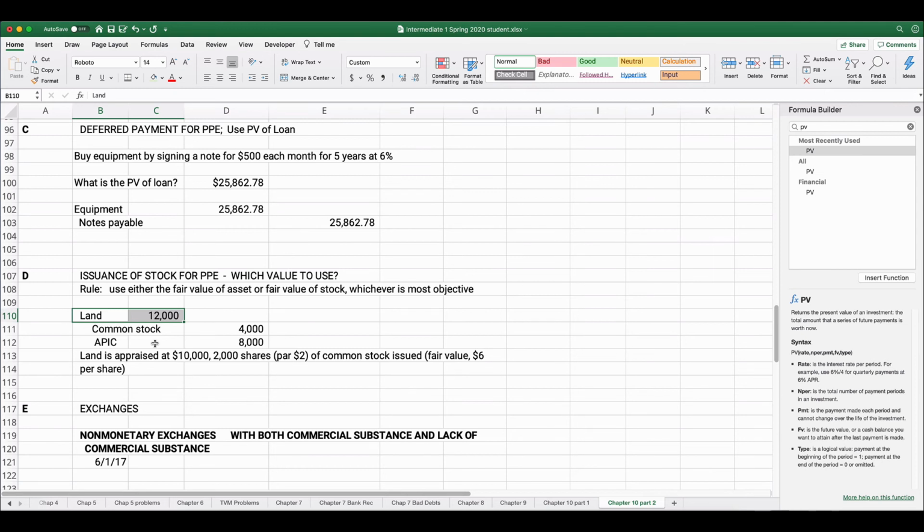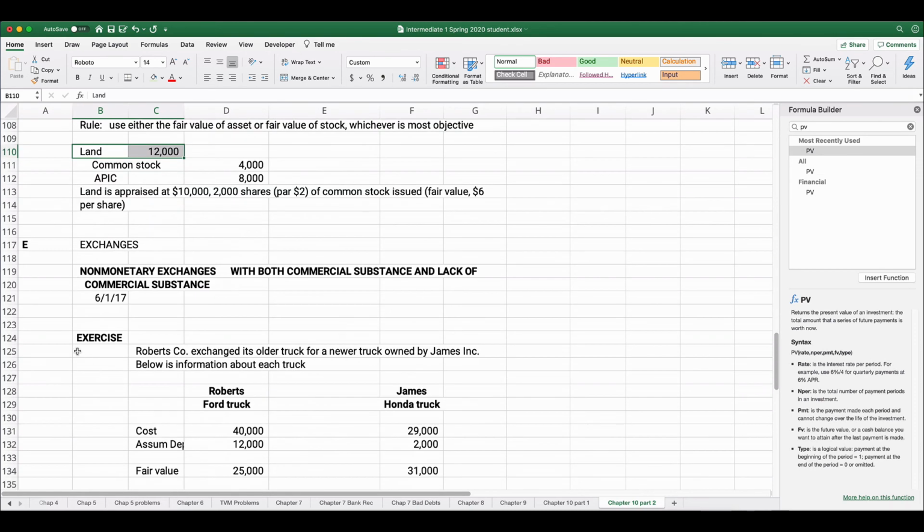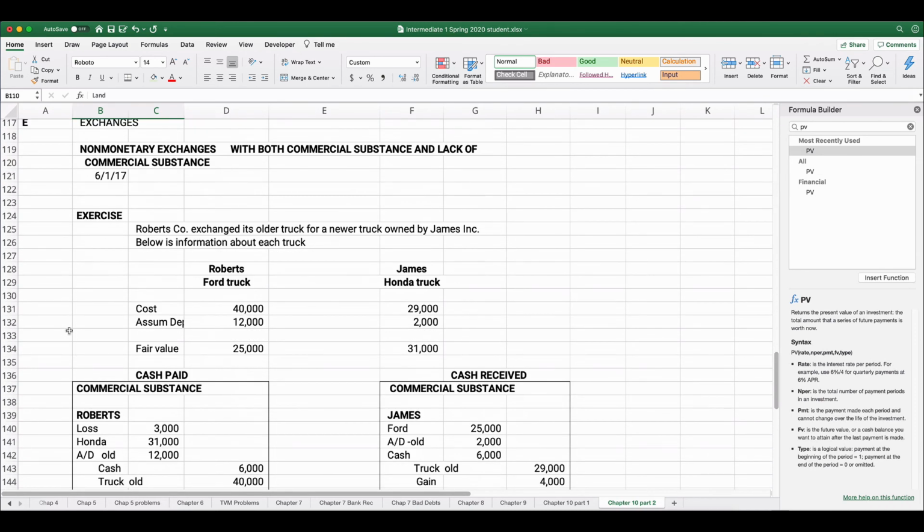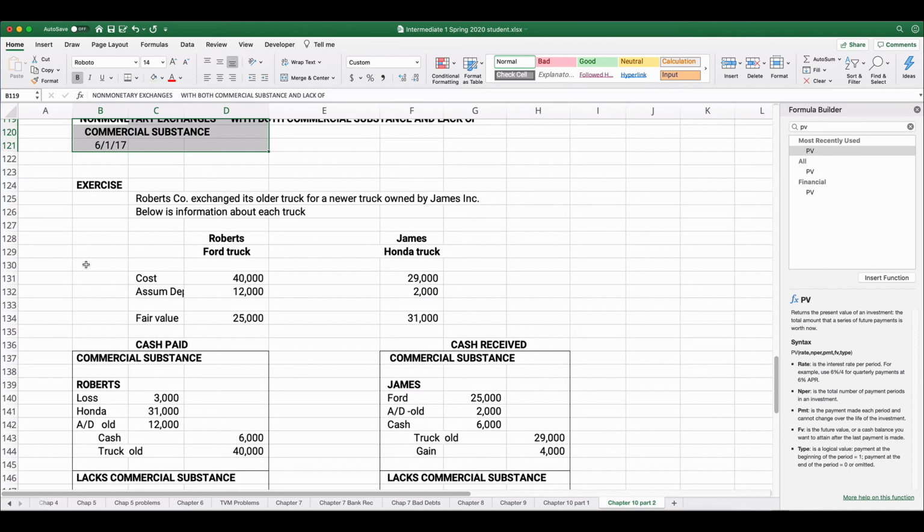All right, last little problem here is an exchange. We'll run through this real quickly. You can see the example. So non-monetary exchanges, here's what happens. If you exchange a truck for a new truck. So let's say that Roberts has a Ford truck that cost $40,000 and has accumulated depreciation of $12,000. The fair value is $25,000.